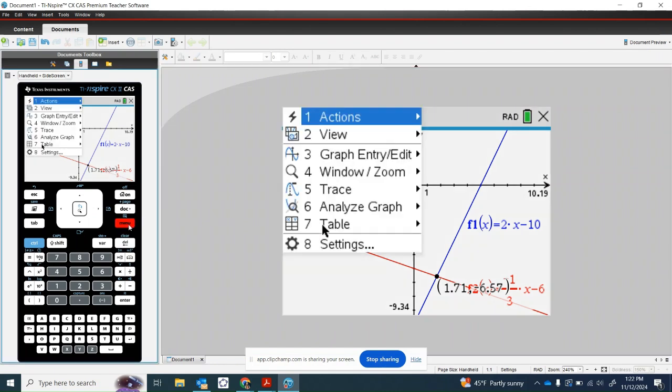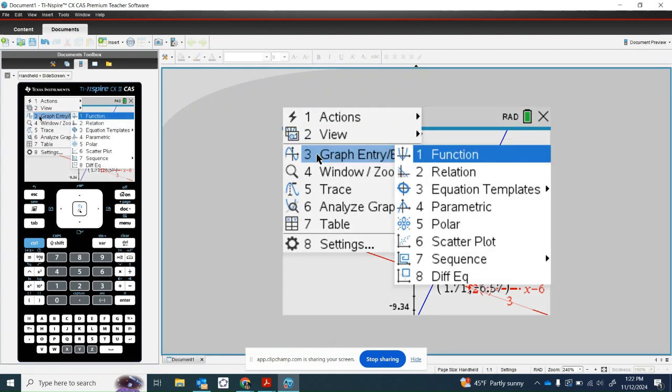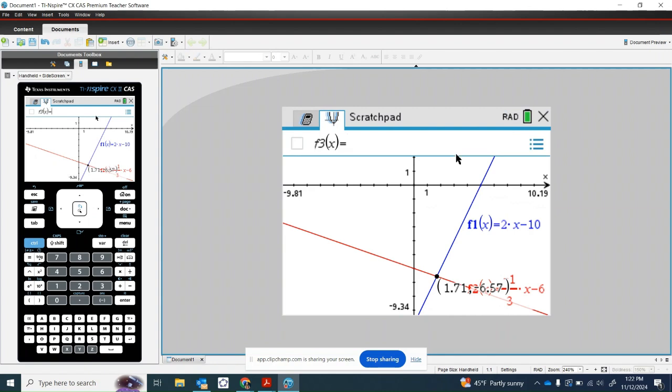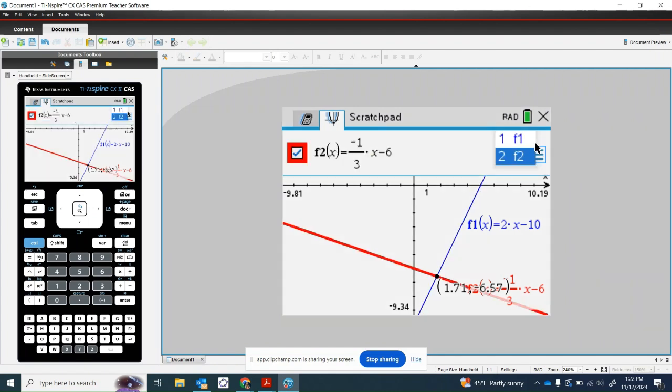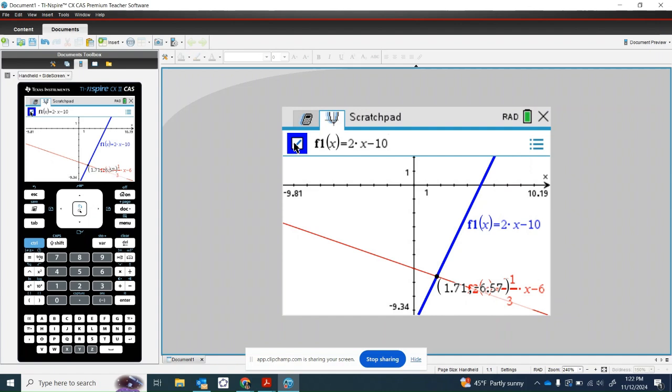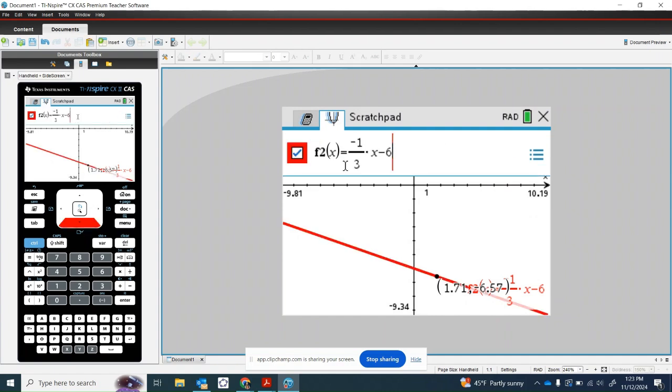Okay, if I want to see the function list, I can go up here. I can uncheck if I don't want it anymore. And then go down, uncheck it. I don't want it anymore.